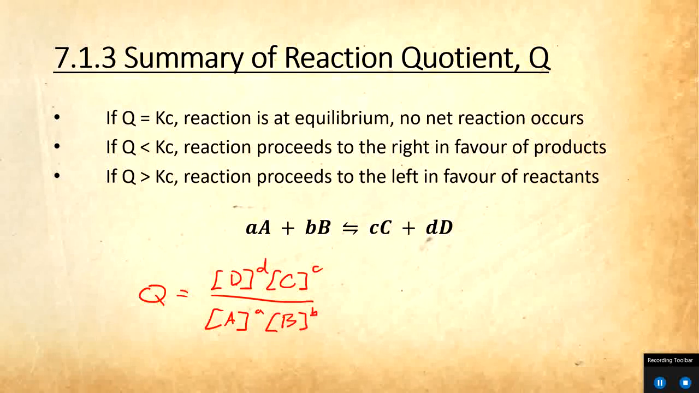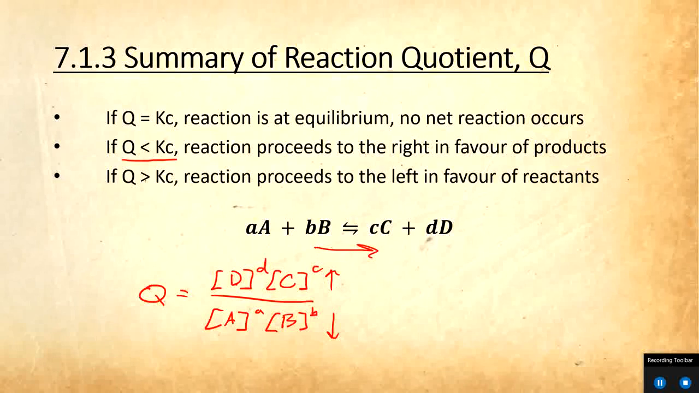So if Q is less than Kc, okay, if Q is smaller, what that means is that the reactants are most likely larger and the products are smaller than they actually need to be at equilibrium. So the reactants are currently too large, so if Q is less than Kc, the reaction proceeds to the right in favor of the products. Since Q is too small, the value of Q has to increase to match that of Kc at equilibrium, which means the reaction is going to go to the right because we need the amount of reactants on the bottom to decrease, and we need the amounts of products to increase in order to increase our value of Q.